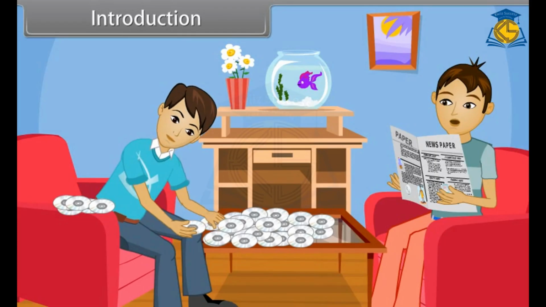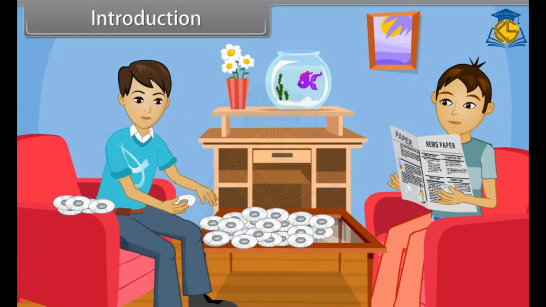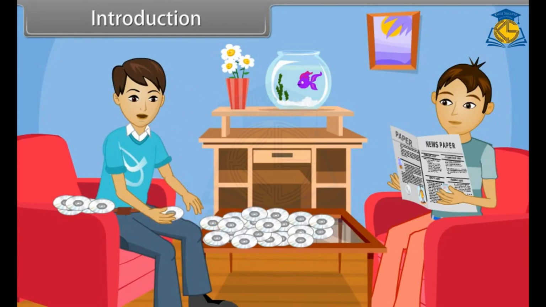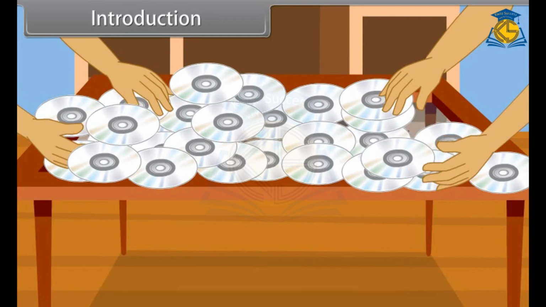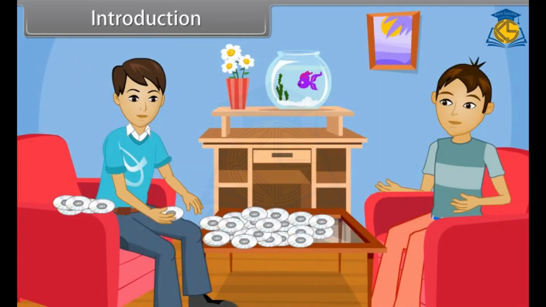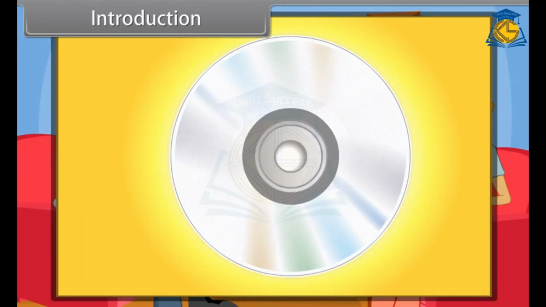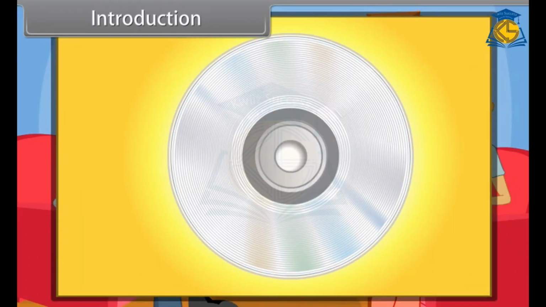Tanuj, what are you doing? I'm searching for one of the science educational DVDs. Can you please help me in finding the DVD? Sure. Amit, can you please tell me something? Yeah, definitely. Why is this DVD shining in a rainbow pattern? What's the reason behind this colorful shine?